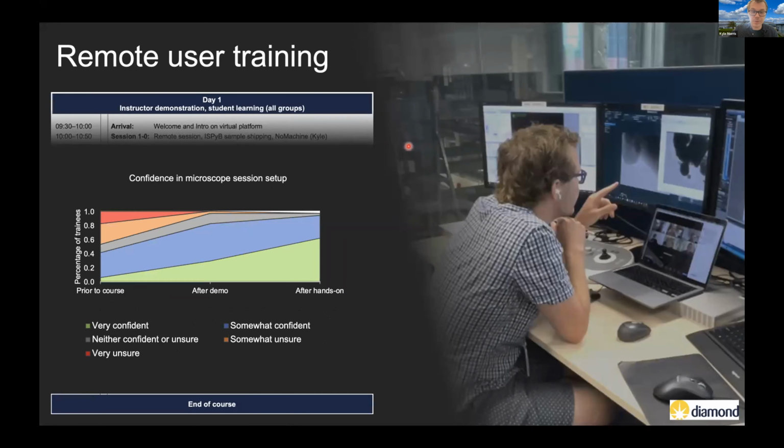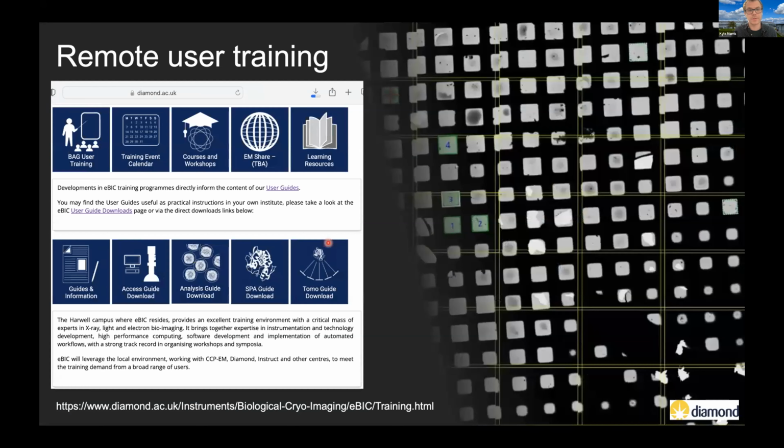And it's really nice to report that actually prior to the course, and then after the demonstration, and then after their practice, we go from a range of confidence levels through to everybody at least being somewhat to very confident in setting up their experiments.